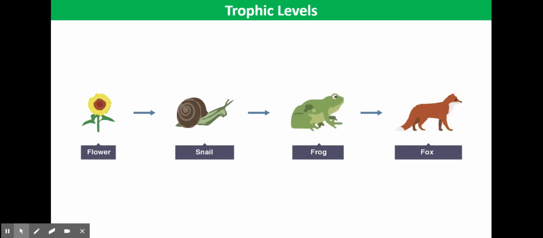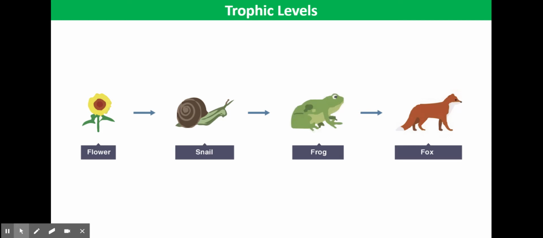A producer, first of all, is an organism that produces its own organic nutrients. So, for example, a plant produces glucose via photosynthesis. Secondly, the primary consumer. Primary consumers are herbivores that feed on plants, i.e., they feed on the producer. Secondary consumers are predators that feed on primary consumers. And tertiary consumers are predators that feed on secondary consumers.